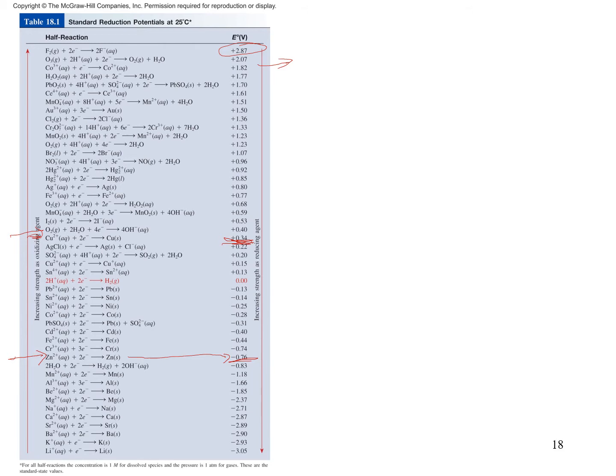Remember, whatever has a higher value, whatever lies on top is the reduction half. Which one out of these two has a higher E naught value of reduction? Copper, which means copper will happen as it is and zinc will be opposite of it. So this reaction is spontaneously going to happen. Copper 2 plus will be adding 2 electrons to form copper solid. So this reaction would be happening.